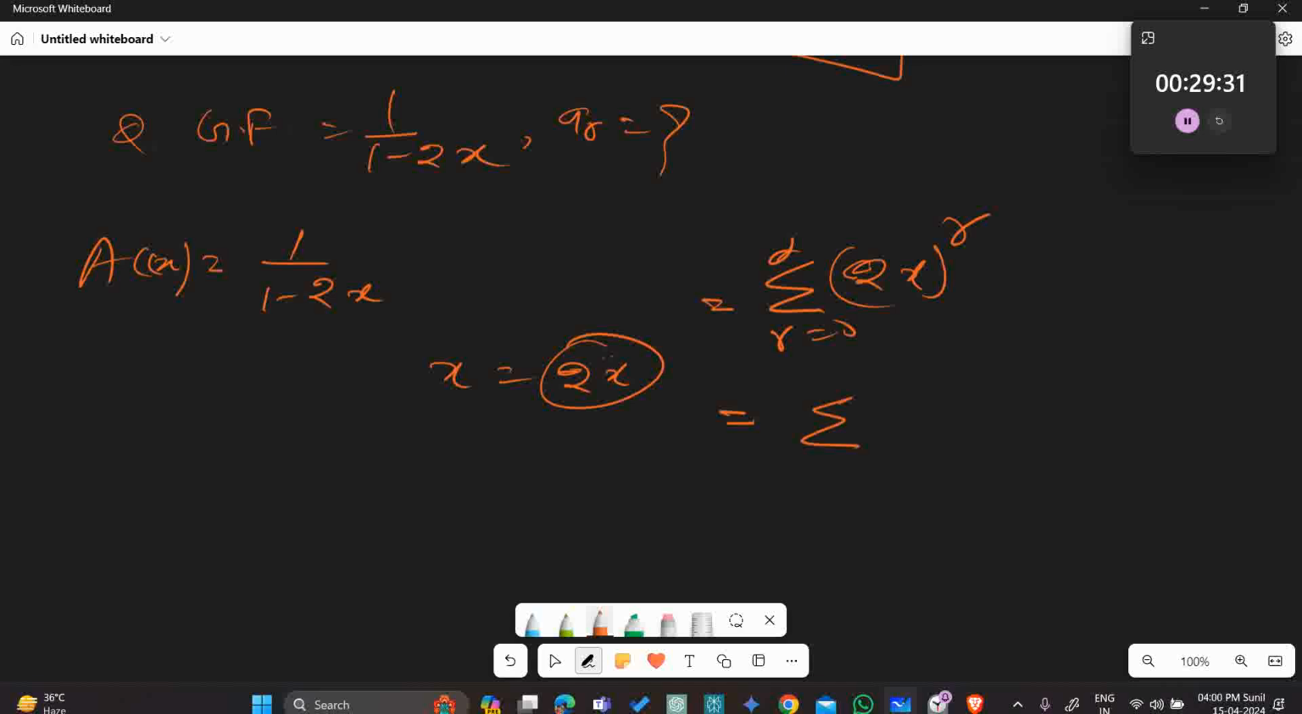So sigma r equals 0 to infinity 2 to the power r x to the power r. Alright. A of r is equal to 2 to the power r. This is the answer.